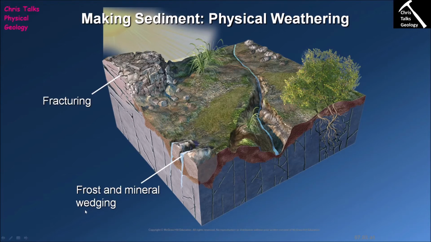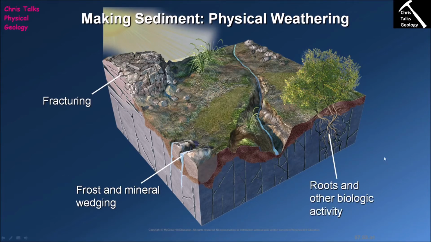Mineral wedging is a similar process. It's caused by water moving along the crack again, but as the water moves along the crack, it starts to deposit minerals. As more and more minerals get deposited in the crack, that essentially helps to push the crack wider and wider. Once again, that's eventually going to lead to a piece of rock coming away and forming a clast.